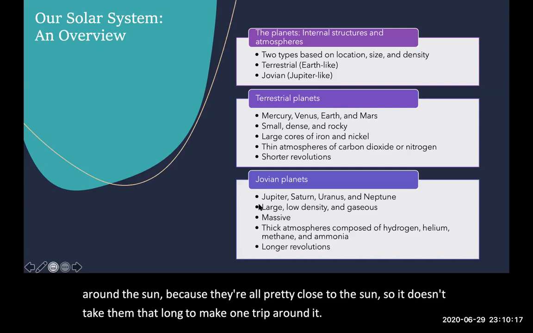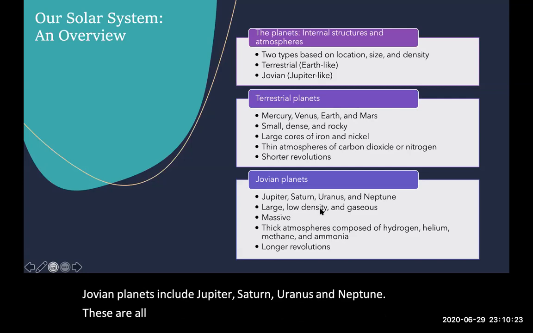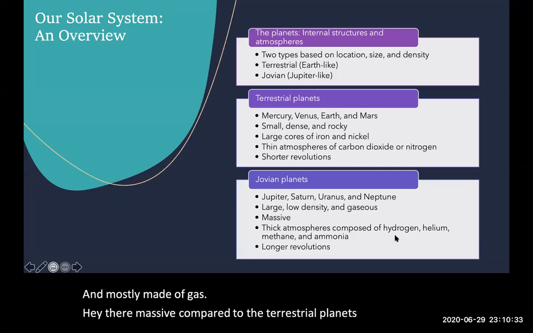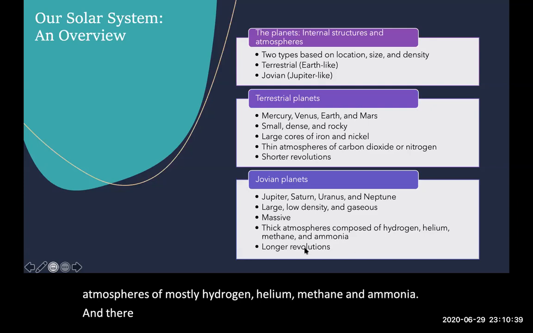Jovian planets include Jupiter, Saturn, Uranus, and Neptune. These are all relatively large, low in density, and mostly made of gas. They're massive compared to the terrestrial planets, with thick atmospheres of mostly hydrogen, helium, methane, and ammonia. And their years are longer because they're further from the sun and therefore have a longer path to travel one time around it.